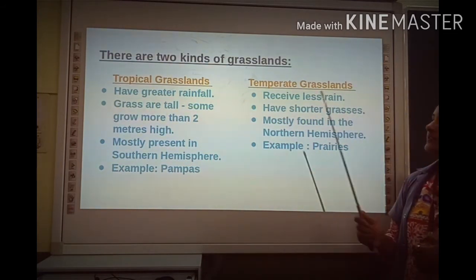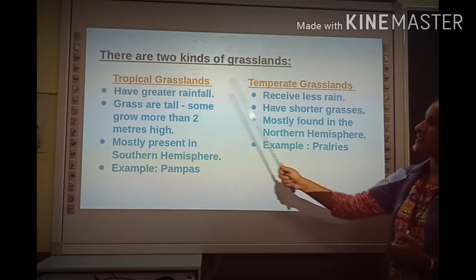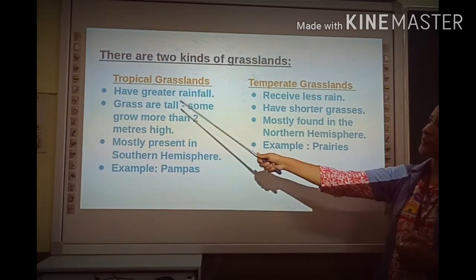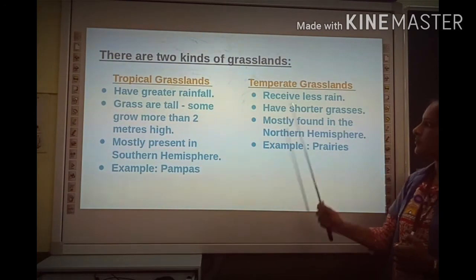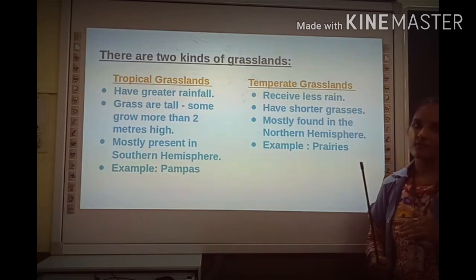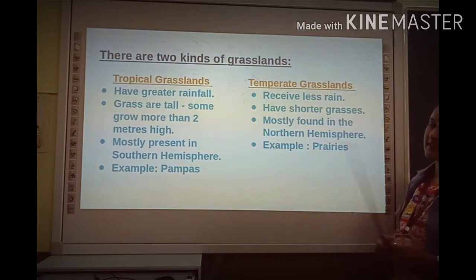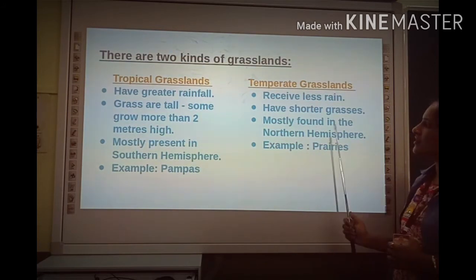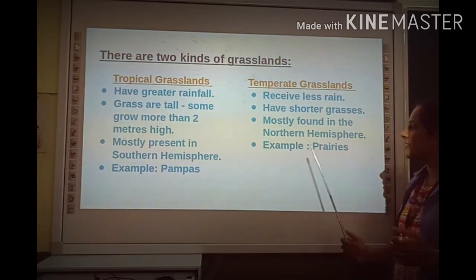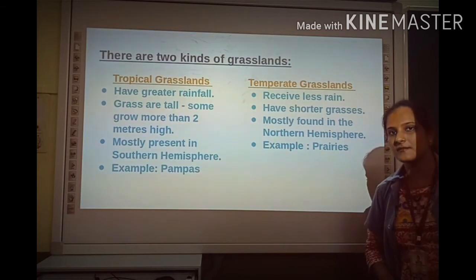Temperate grassland is different from tropical grassland because it gets less rain as compared to the tropical. It has shorter grasses, mostly found in the southern hemisphere, and the example here has been taken as the prairie.